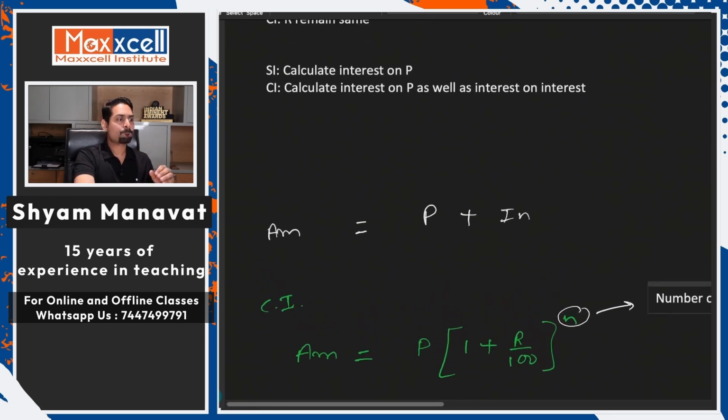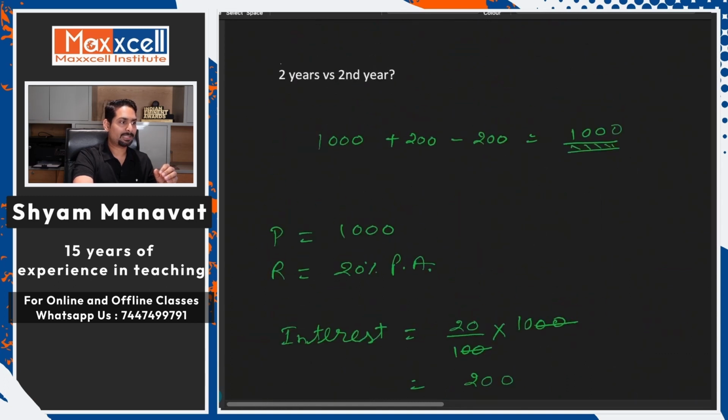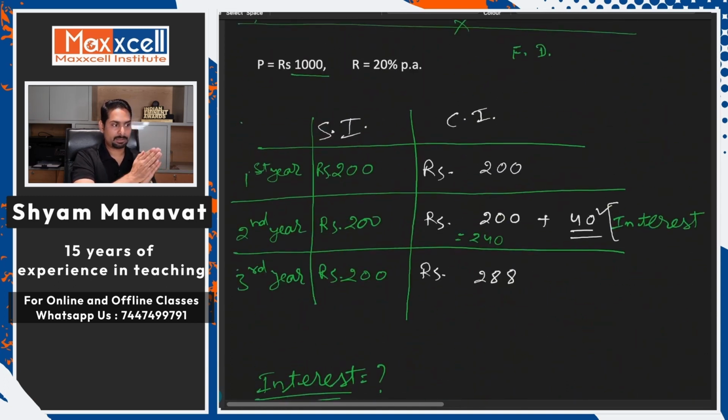Please revise this concept and keep this table in front of you: simple interest and compound interest, 1000 principal, rate of interest 20% per annum. You can take a screenshot, or you can make handwritten notes. I hope you are making handwritten notes. I told you, always keep pen and paper with you when you are watching my lectures, and make your own notes. That will help you at exam time.